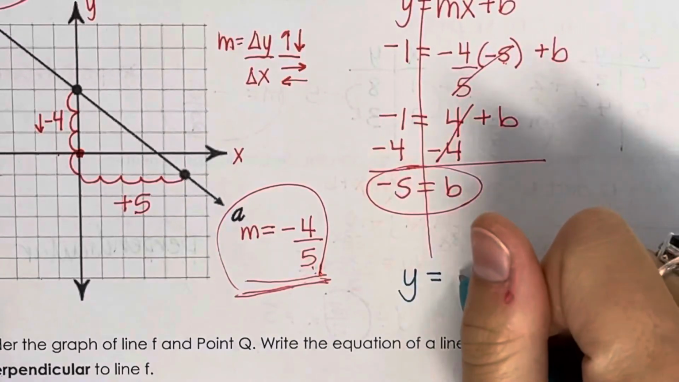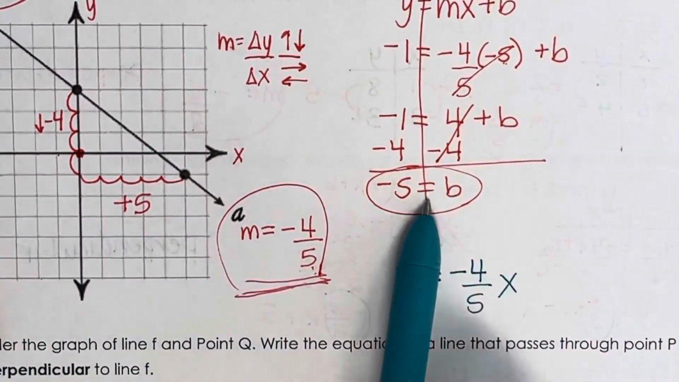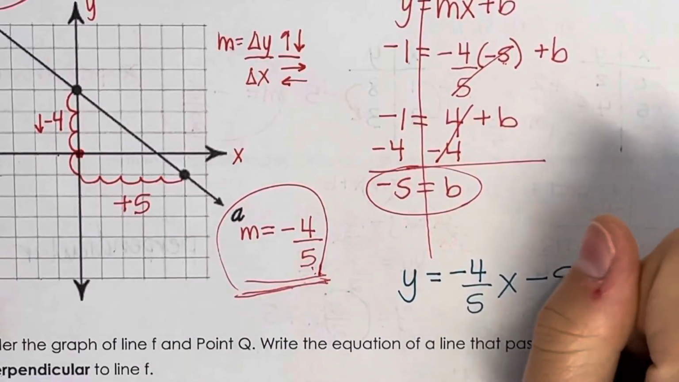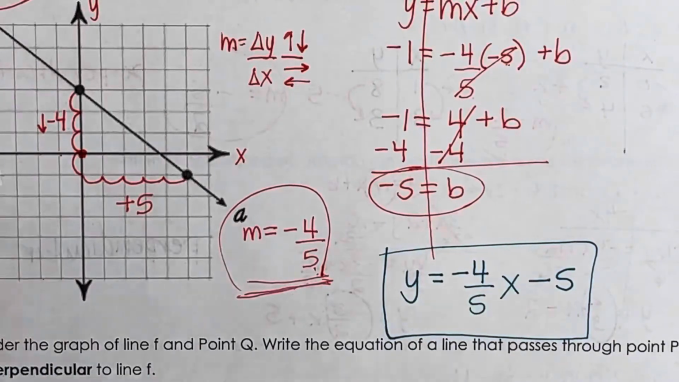Y equals my slope, -4/5 x, plus my b value, which is -5. Or you could put plus -5, means the same thing.